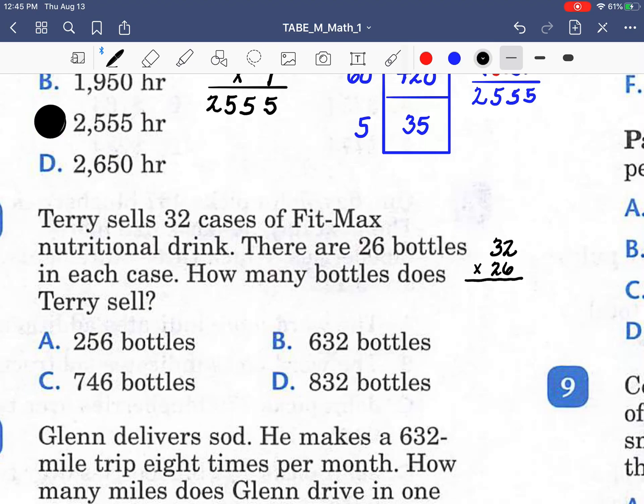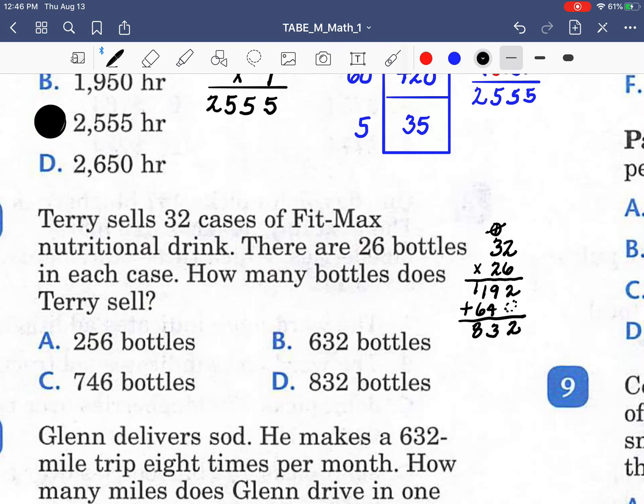6 times 2 is 12, carry 1. 6 times 3 is 18 plus 1 is 19. Then move over to your 2. You can put a 0 there or just a space, it doesn't matter. 2 2s are 4. We've already used that one. 2 3s are 6, and then we add those partial products.